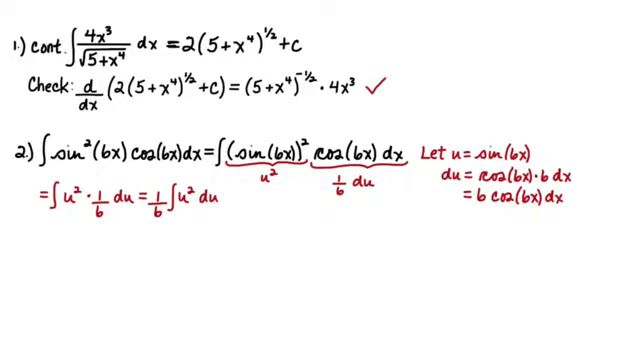And now we can go ahead and evaluate this integral. Applying the power rule to the u squared, our result is going to be u to the 3rd over 18 plus c. So now that we have evaluated our integral, it's time to substitute back the x expression. So our final result is going to be sine cubed of 6x over 18 plus c.